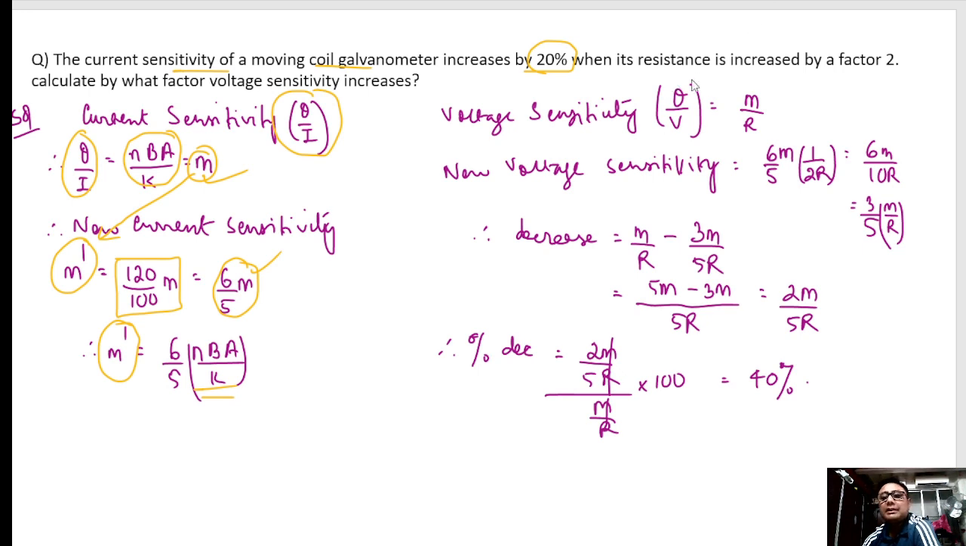Now voltage sensitivity is θ by V. V is IR, so θ by IR. So let's see here.